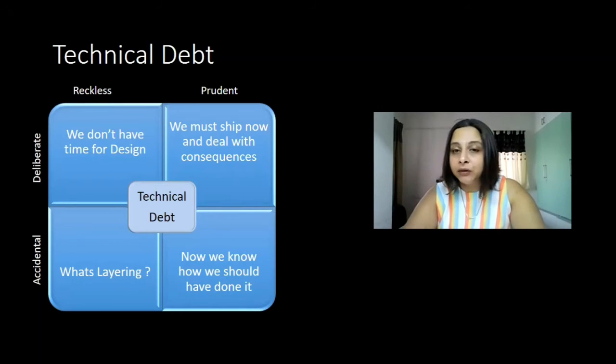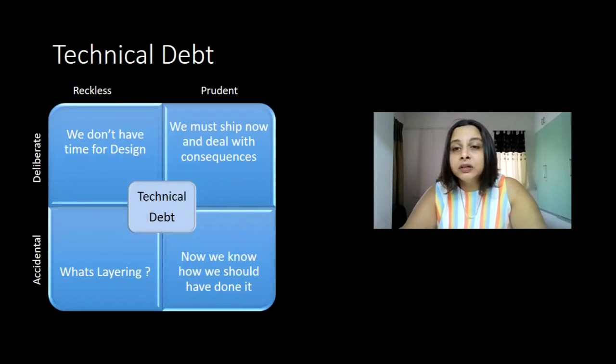First is you don't have time for design. Basically, you run out of time to design what you are supposed to design or deliver to the customer. The next one is you must ship it now, and then you will deal with it later on. Many a times the team just says that, okay, now we have a shortcut, let's implement it, and later on in the next phase, or maybe after go live, we will take care of it when it comes as a defect, go live defect or something like that.